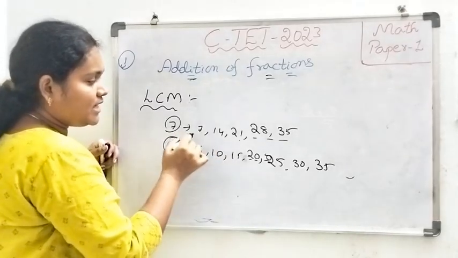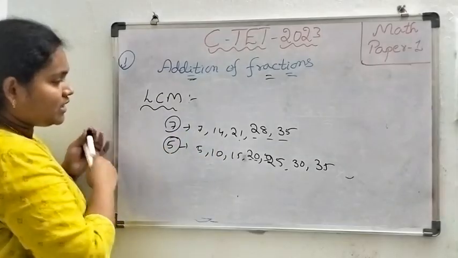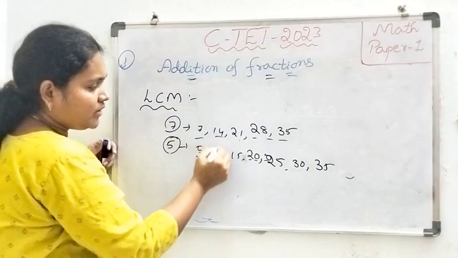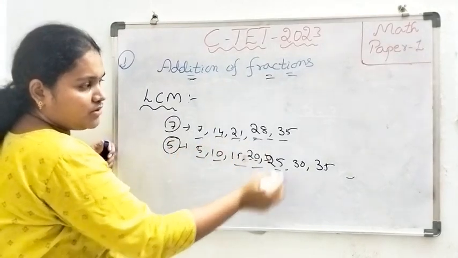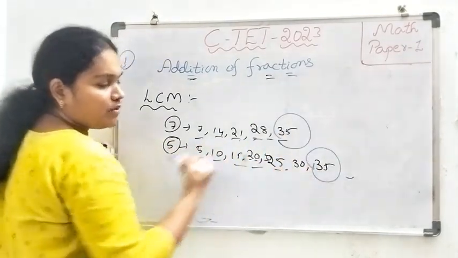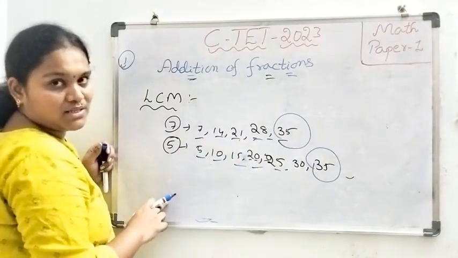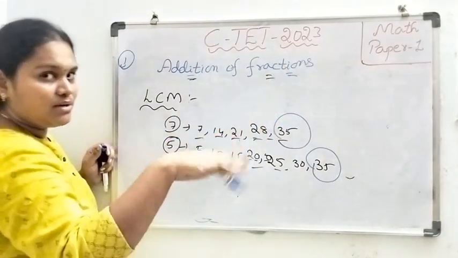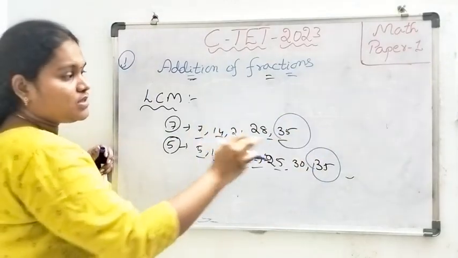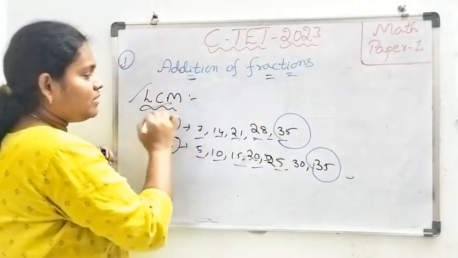So we have to take the least common multiple. From this onwards we can observe whether any common multiple is there. Before that there is no common one. So we notice 35 as the common multiple. So that is the least among all those. The remaining multiples will also be there, but among all multiples we should take the least common multiple.